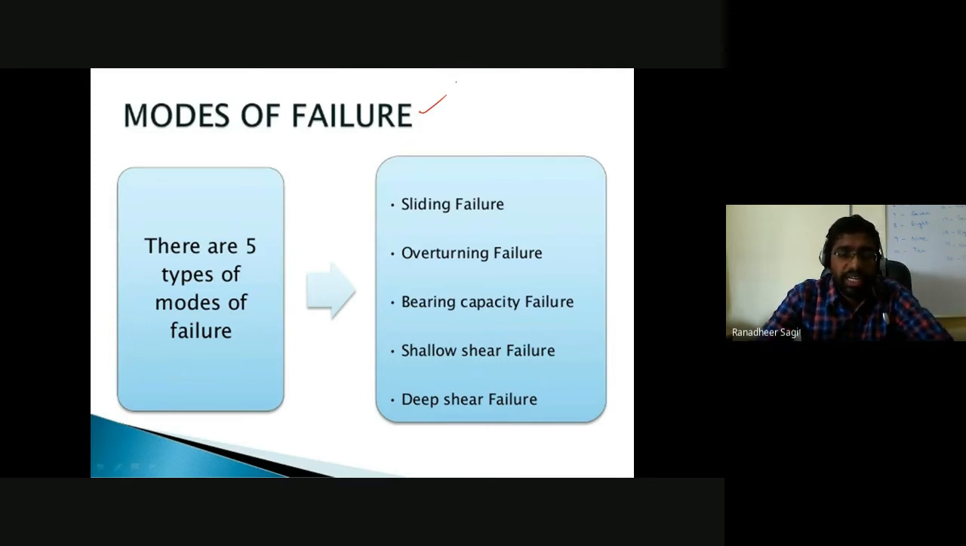Whatever retaining structure you are going to design should satisfy all these basic criteria, because it should not fail in terms of sliding, it should not fail in terms of overturning, in the sense of rotation failure, you should not see bearing capacity failure, and you should not come across shear failure. When I say shear failure, it could be the shallow shear failure or the deep shear failure.